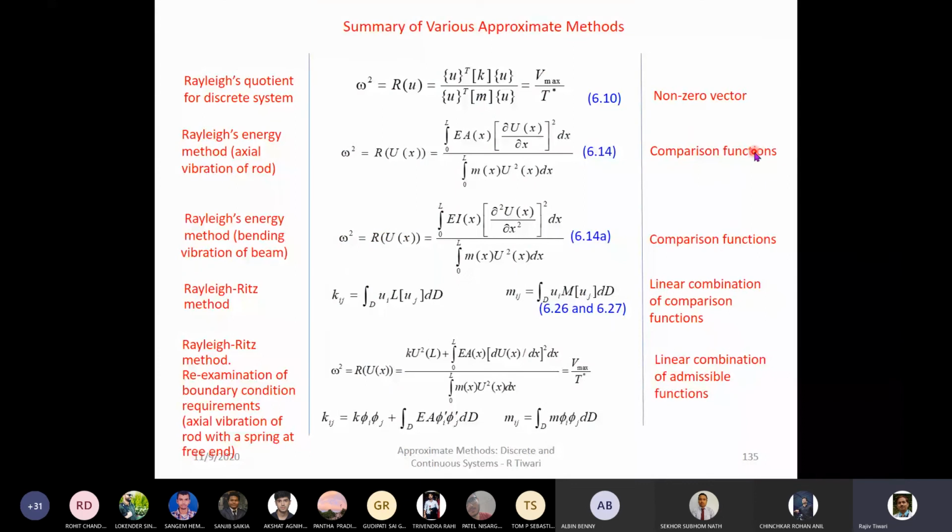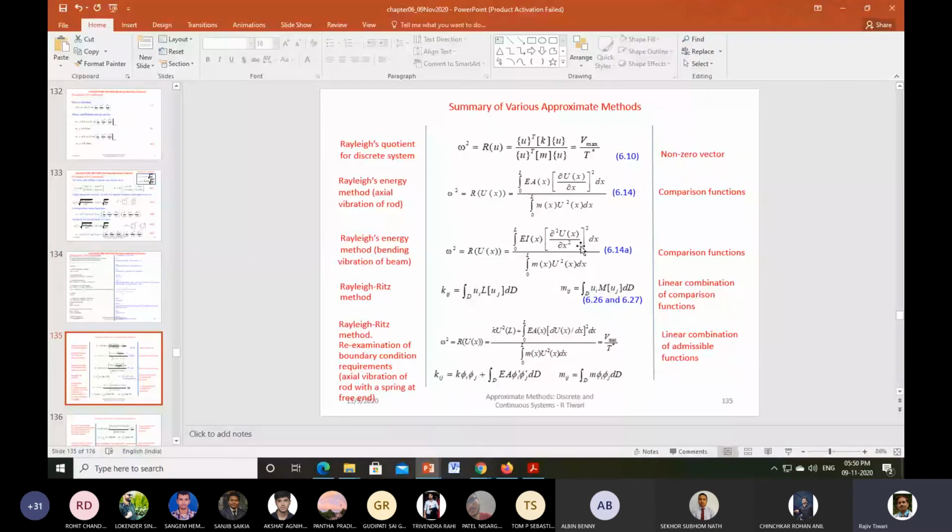So we started with the Rayleigh's quotient for discrete system. That was very simple. We just need to choose the U, and then based on the knowledge of K and M, we can compute it.